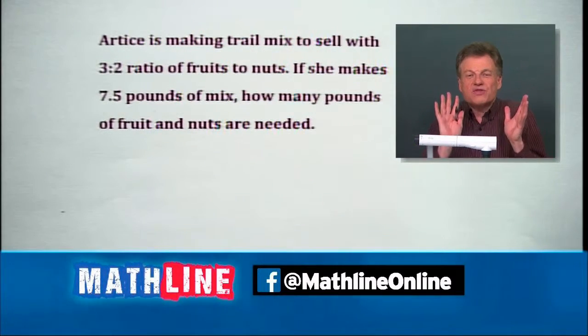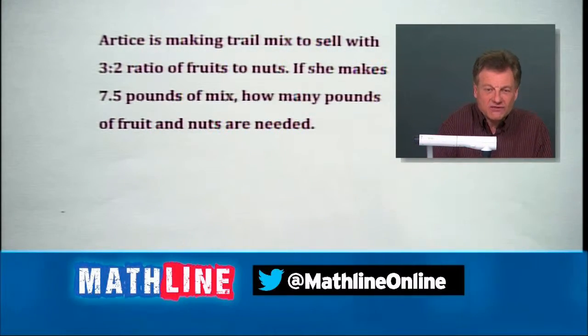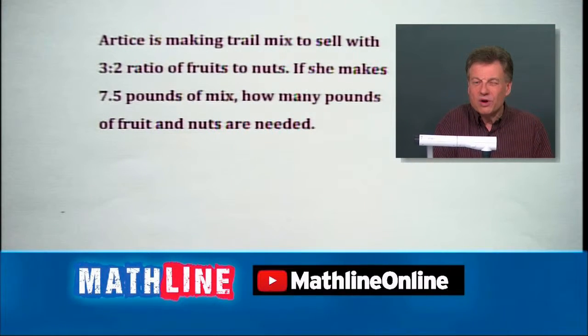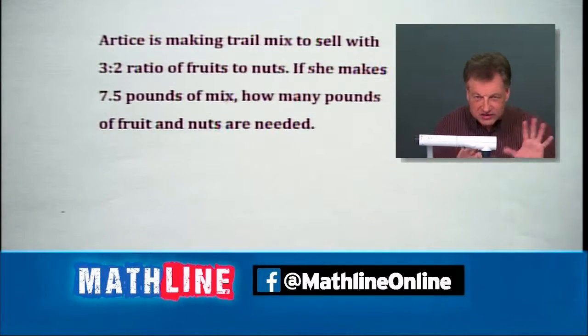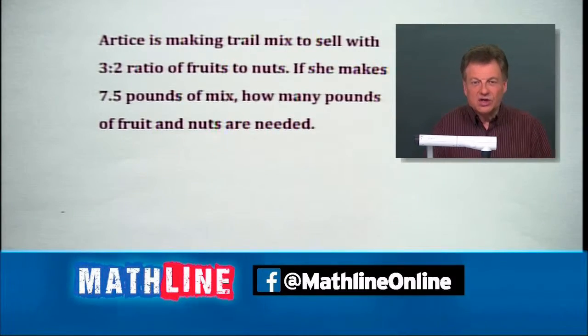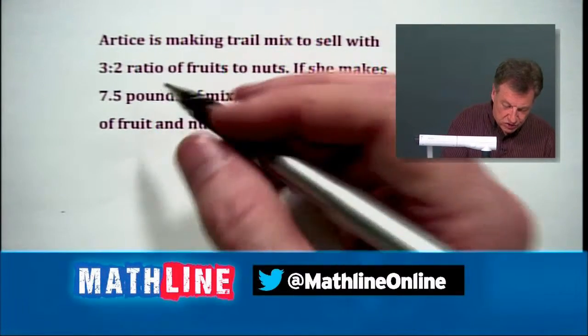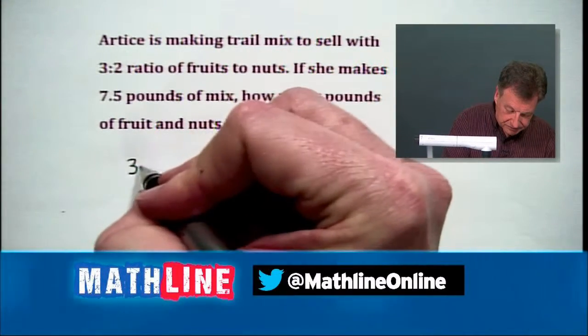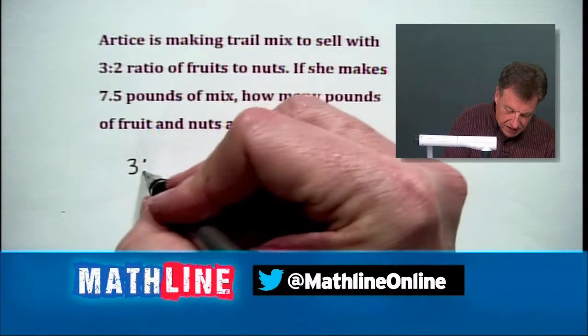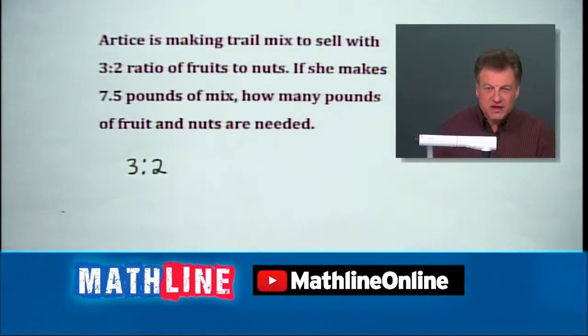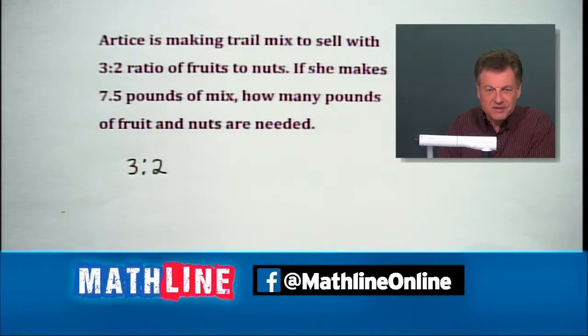But anyway, you've got the 3-to-2 ratio of fruits to nuts in this thing, all right? And you're going to have 7.5 pounds of the mix. How many pounds of fruit and nuts are needed when you mix all these things together? So you say, well, Ernie, that's a 3-to-2 ratio. And I've got it written like this. We could also write 3/2, but right now I think 3-to-2 looks pretty good. All right, that works for us.